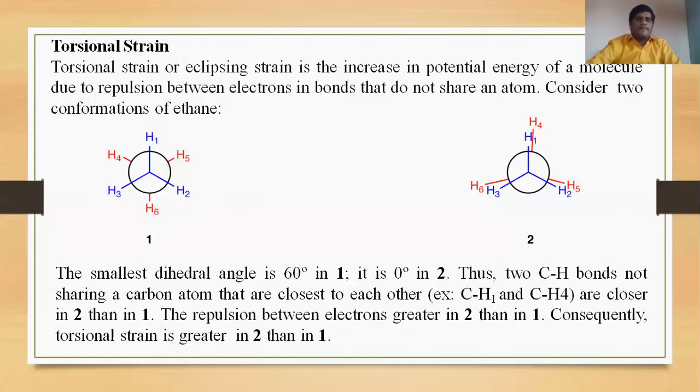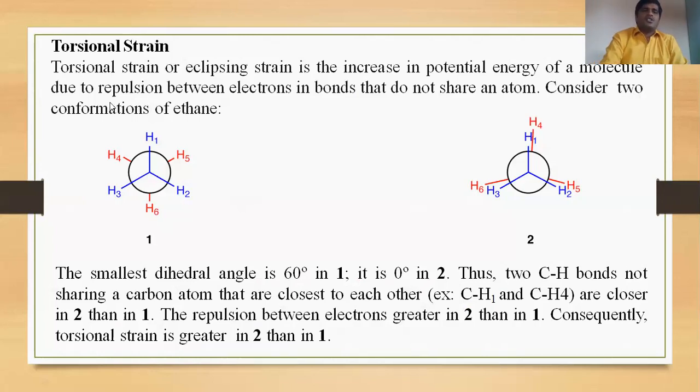Then we will discuss the torsional strain. We know about the torsional angle, whatever the angle between the front side hydrogen and back side hydrogen, that is called the torsional angle. And torsional strain, or eclipse strain, means the strain generated due to the steric hindrance between the two hydrogens. That is called torsional strain.